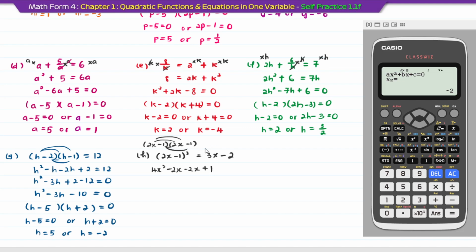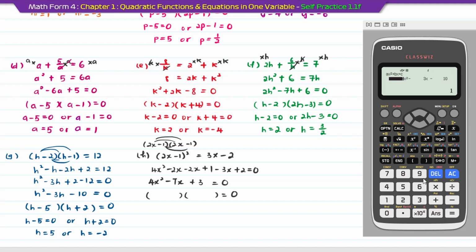Alright, and then these two straight away you can move to the front. Minus 3x plus 2 equal to 0. So later on we're going to solve for the like terms. So 4x squared, then minus 2x minus 2x minus 3x is going to give you the answer of negative 7x, plus 1 plus 2, which is plus 3. Alright, so it's already in general form, so later on you can do the factorization.